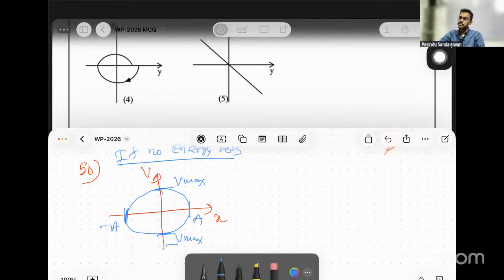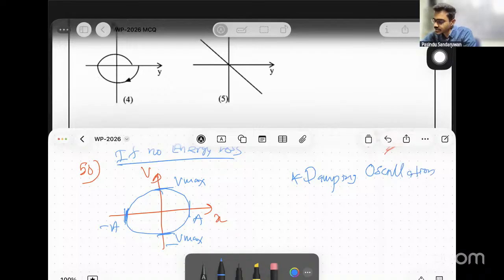Then it is going to damp. So when it damps, that's a damping now. We call them damping oscillations. That's a damping oscillation, right?